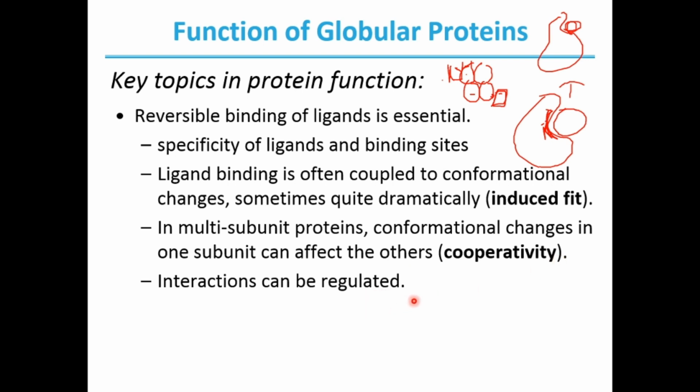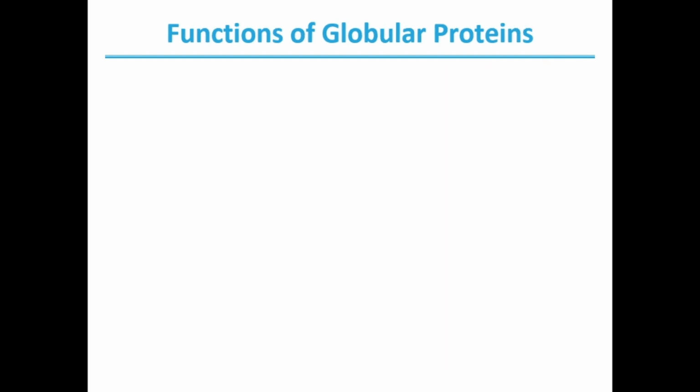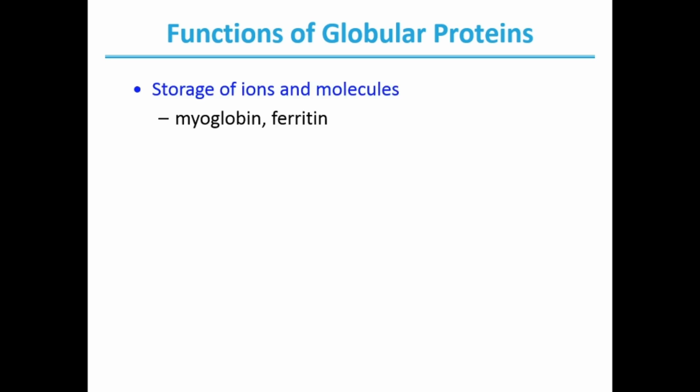Interactions can be regulated. This is illustrated by proteins like hemoglobin, various different antibodies, and proteins that control muscular movements. There are a variety of functions that are associated with globular proteins. The first one is storage of ions and molecules. And this is done by proteins like myoglobin. We have seen this before. Ferritin.